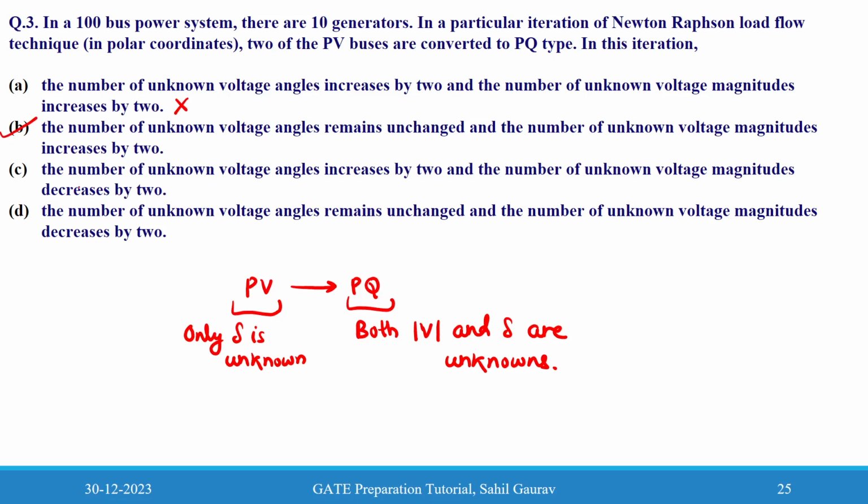And if you see the other options, one says the number of unknown voltage angles increases by 2. That is incorrect because it remains the same. Another says the number of unknown voltage magnitudes decreases by 2. It is not decreasing, it is increasing. So these are incorrect. The reason the correct option is B is that the voltage angle is the common variable for both PV and PQ buses, so it remains unchanged, whereas voltage magnitude is specified in PV bus and not specified in PQ bus, so it increases by 2. That is the reason for this problem.